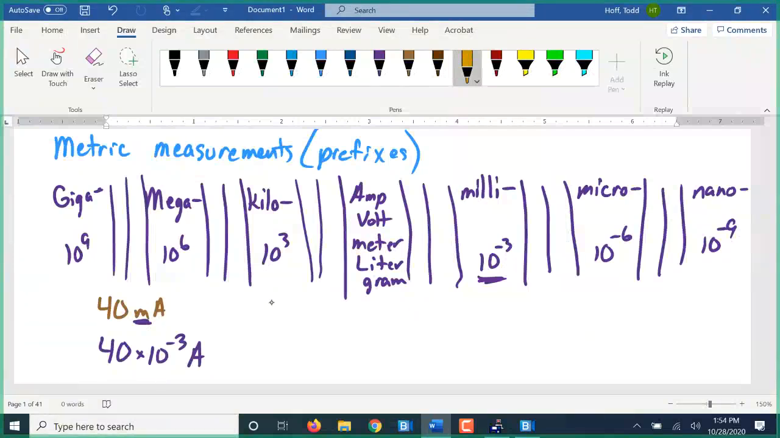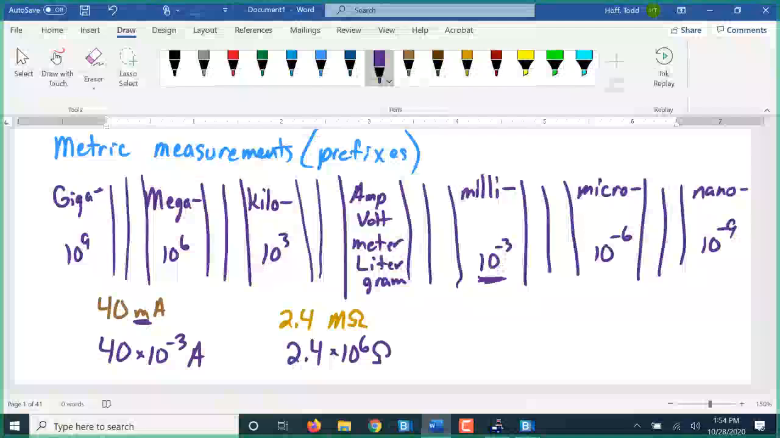Or you might have 2.4 mega ohms. Well, mega is 10 to the 6th. That's 2.4 times 10 to the 6th ohms. When we look at doing operations with scientific notation and engineering notation, it's this engineering notation that allows us to do operations with our metric prefixes. We convert the metric prefix to the appropriate power of 10 in engineering notation, and then we can calculate and convert back.